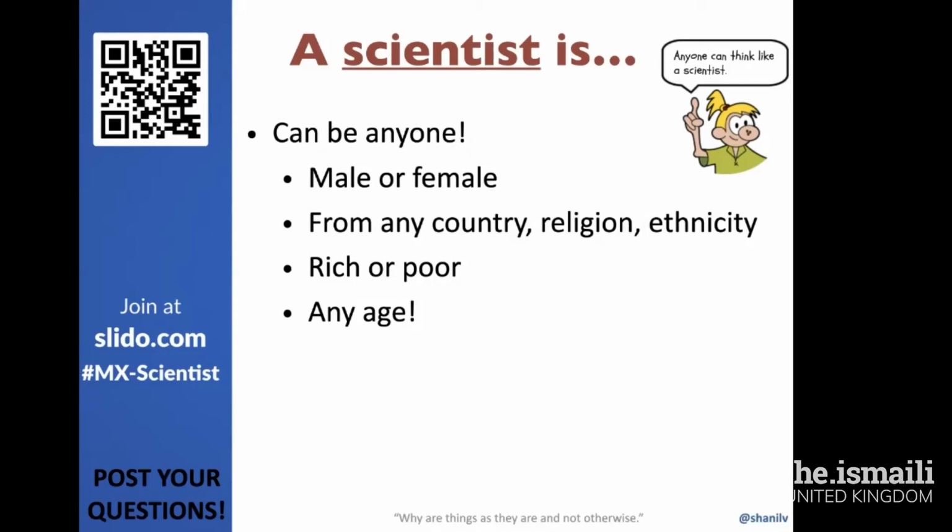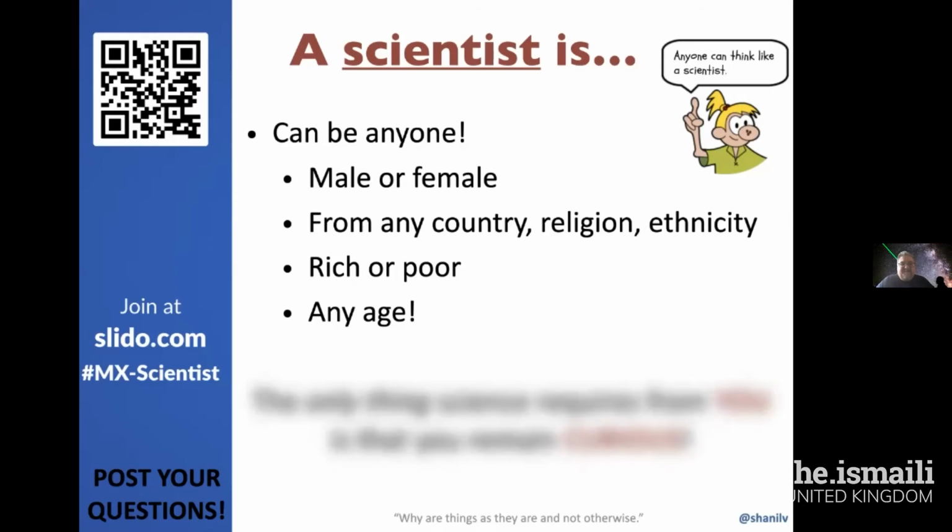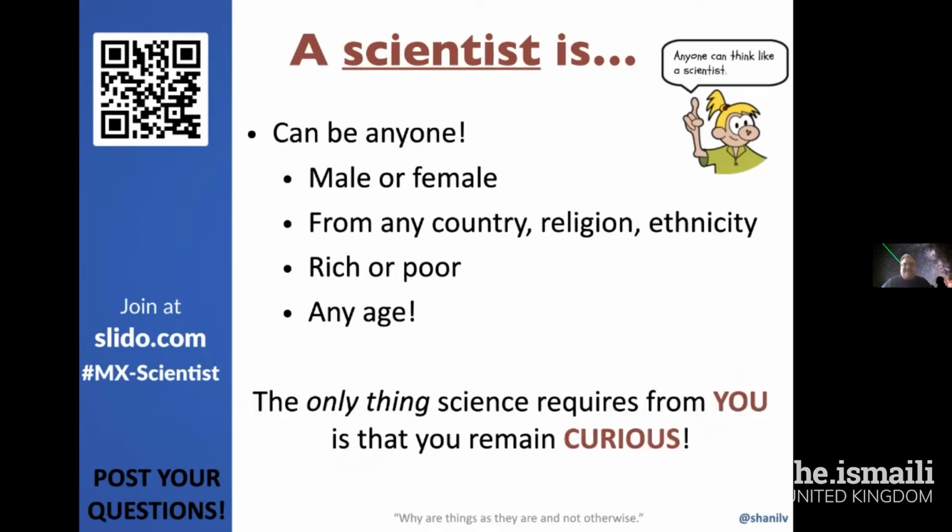So a scientist is anyone that is curious, and that can be a boy or a girl. They can be from any part of the world. They can be from the UK, they can be from the United States, they can be from Canada, where I am, they can be from other countries all over. It doesn't matter what religion or the color of their skin are. It doesn't matter if they're rich or poor, or how old they are, or how young they are. As long as you're curious, as long as you want to figure out why things are as they are and not otherwise, you're a scientist. So the only thing that science demands is that you're curious.